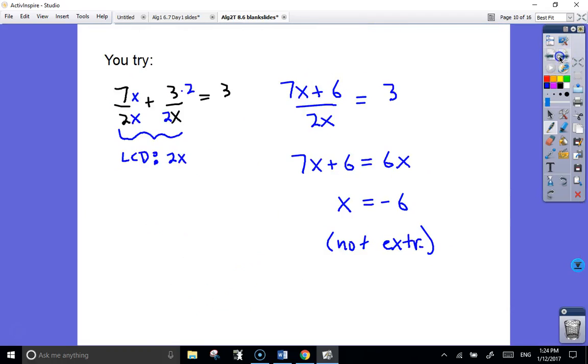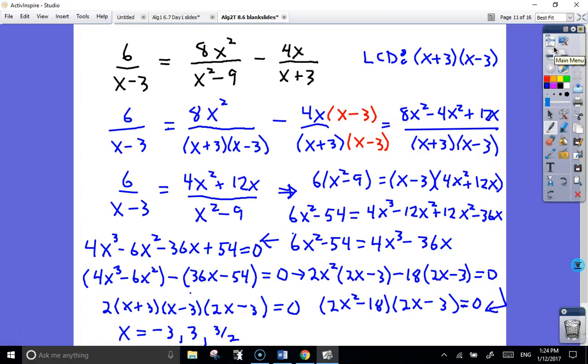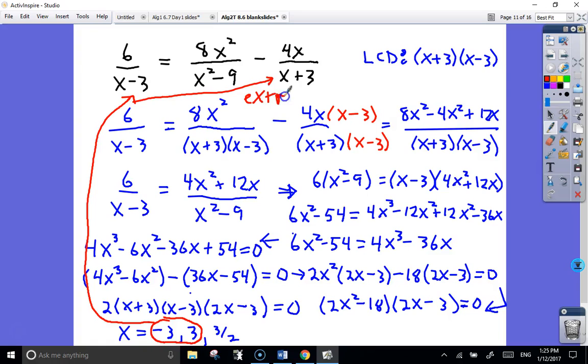Now, let me go back and forth. What if I try to plug those into the original equation? Do any of them lead to divide by zeros? In fact, 2 of them do. Negative 3 and 3 are going to lead to divide by zeros. So we have to say that both of these are extraneous. So the only answer is 3 halves. That's the answer.